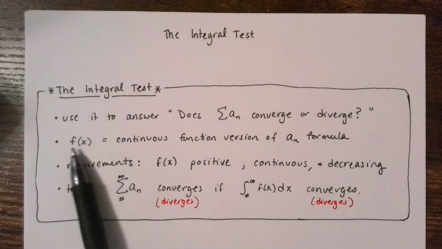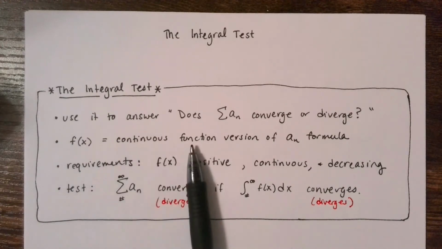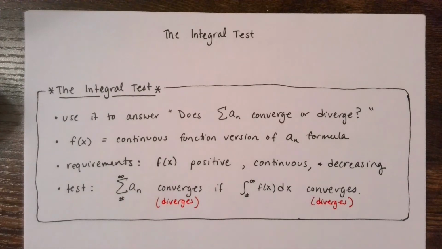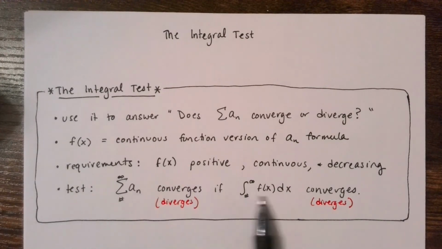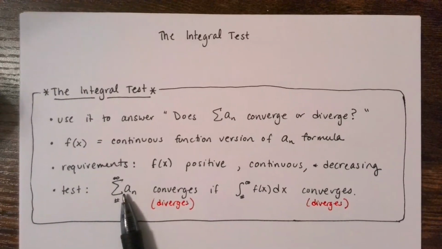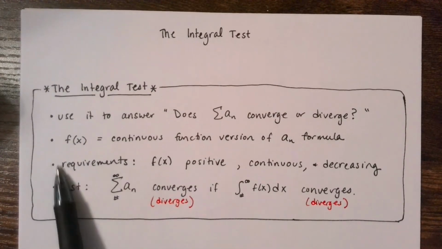I want to clarify here as a separate bullet point: f of x is the continuous function version of the formula that you see. We'll talk about what that means in the two examples below. Essentially, you're taking the formula that's here and putting it in as a function formula instead of a series formula. It's the same thing, it just usually literally has an x instead of whatever letter you started with.